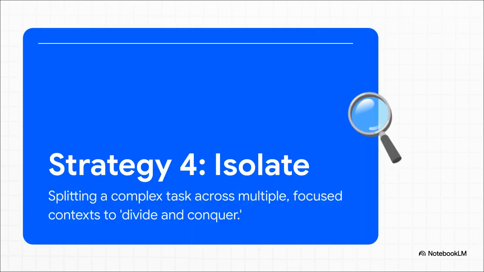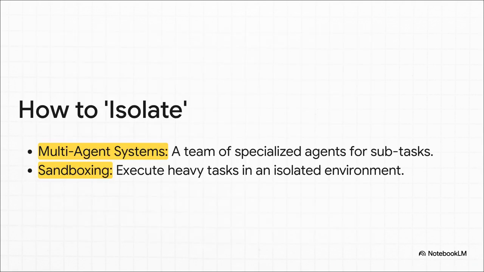And that brings us to our final strategy: isolate. Look, for really complex problems, trying to solve them in one gigantic, messy context window is just asking for trouble. A much smarter approach is to divide and conquer. This is the thinking behind powerful designs like multi-agent systems. You create a whole team of specialists.